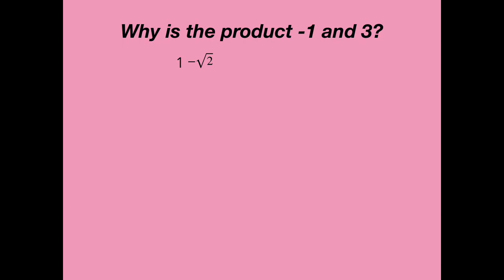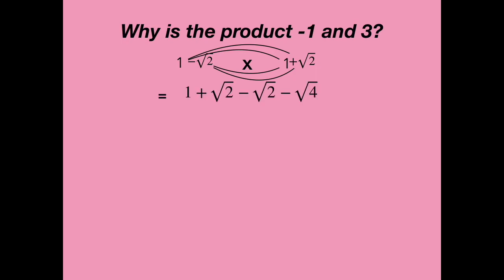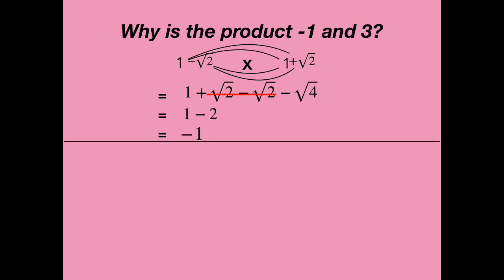You multiply the pair together, so in this case, it's 1 minus square root of 2 times 1 plus square root of 2. Then distribute. 1 times 1 is 1, 1 times square root of 2 is square root of 2, negative square root of 2 times 1 is negative square root of 2, minus square root of 4. Then that simplifies to 1 minus 2, which equals negative 1. Then multiply the next pair.